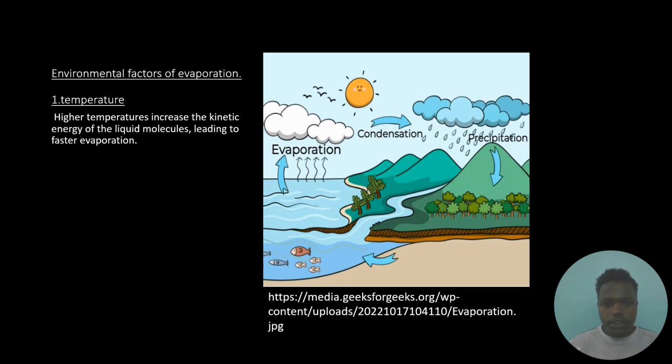Temperature affects evaporation in this way. Higher temperature increases the kinetic energy of the liquid molecules, leading to faster evaporation. As you see on this picture, when the temperature increases, it will make evaporation happen faster.